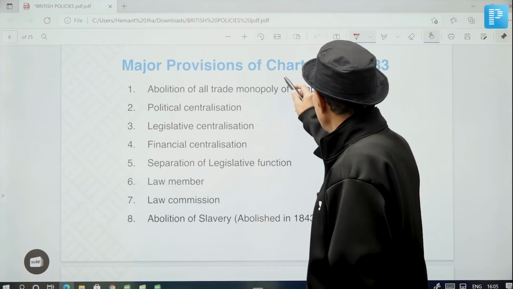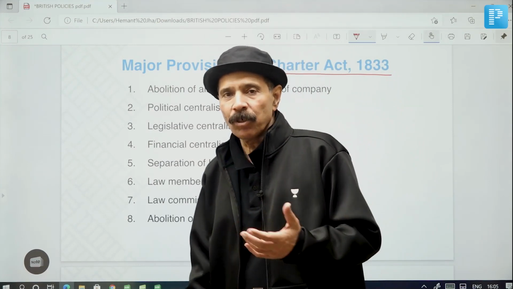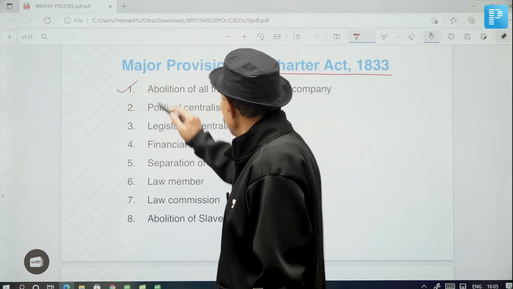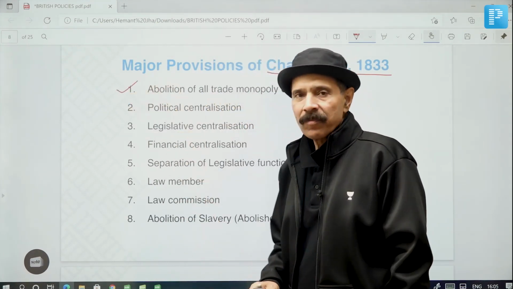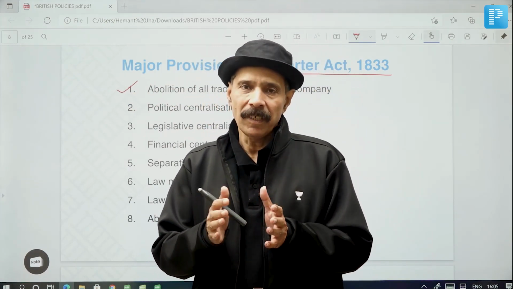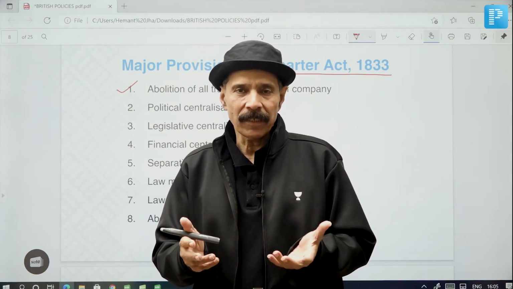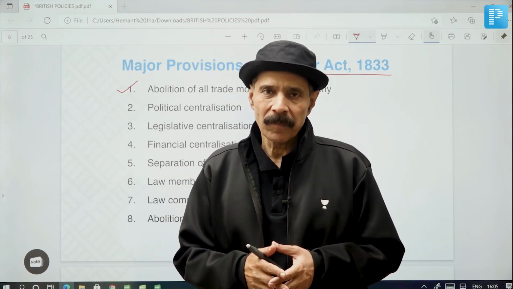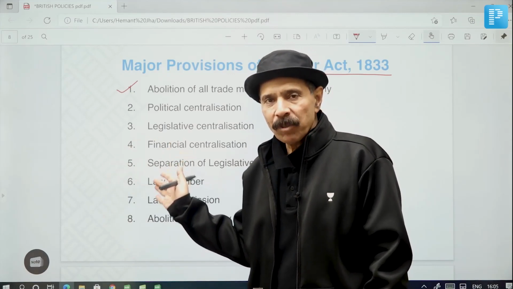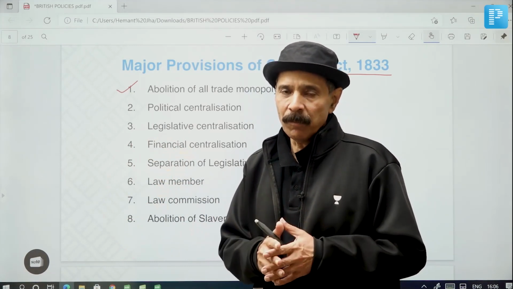Next act is Charter Act 1833. This act shows great influence of utilitarian ideas. First point here is abolition of all trade monopoly of the company. The process of abolition of trade monopoly began in the Charter Act 1813. By that act, all monopolies excepting China trade and tea trade were abolished, and the remaining monopolies were abolished by this act. This means after this, the English East India Company had no trade monopoly at all.